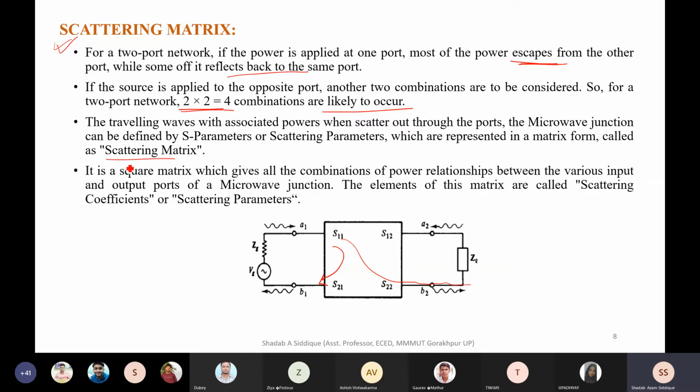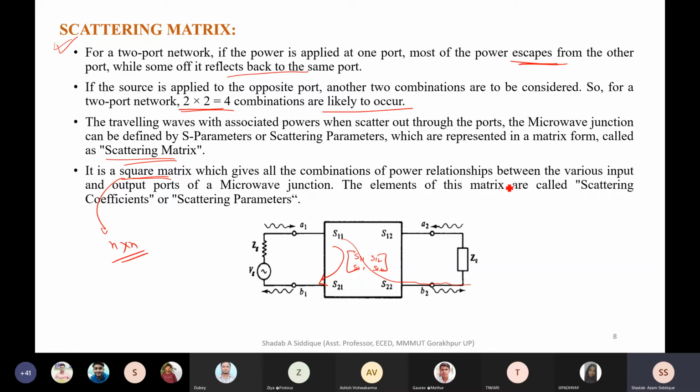That matrix is called the scattering matrix, with entries S11, S12, S21, S22. Keep in mind that the scattering matrix is always a square matrix, with dimension n cross n. If you have n ports, the square matrix has dimension n cross n. So the scattering matrix depends on the number of ports used in the interconnection at the junction.